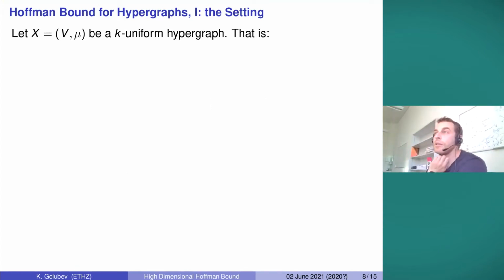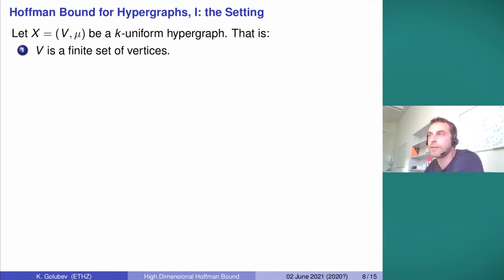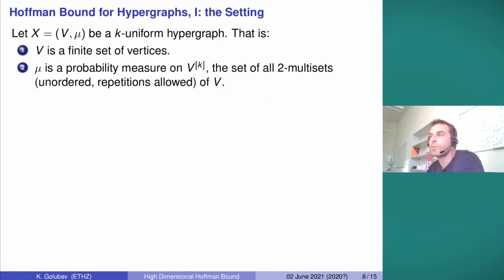So the setting would be as follows. We now consider k-uniform hypergraphs, which means we again have a finite set of vertices, and we put a probability measure on V^k, again a typo. This is a set of all k-multisets of V. So we have multisets of size k where repetitions are allowed. So it's kind of loops. We can have loops in terms of a hypergraph, like one vertex 3 times, another 2 times, and so on.